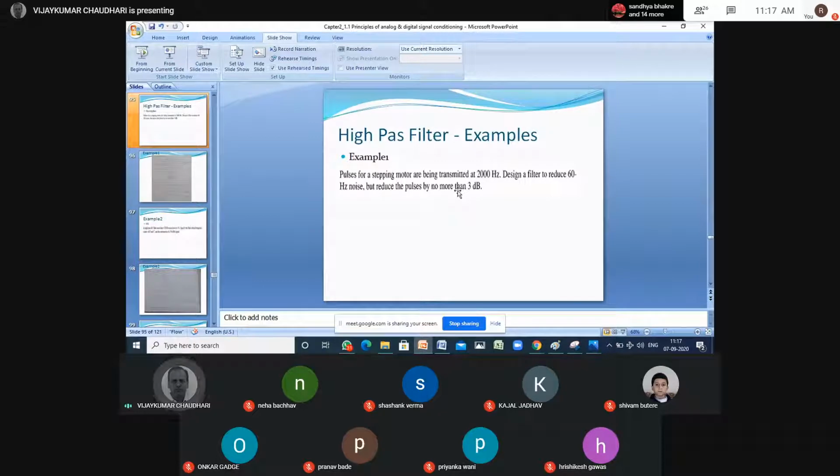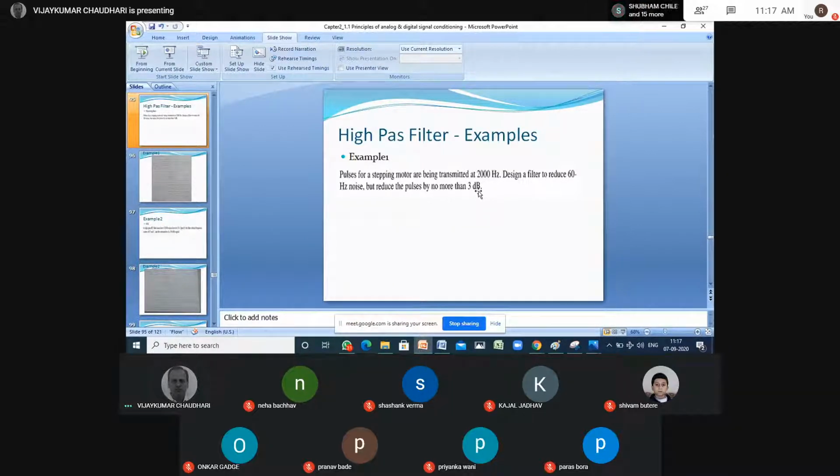Let's solve an example based on this one then. Take pen and paper, notebook and calculator. What is the problem? Pulses for a stepping motor are being transmitted at 200 kilohertz. Design a filter to reduce the 60 hertz noise. F is equal to 60 hertz, but reduce the pulses not more than 3 dB.